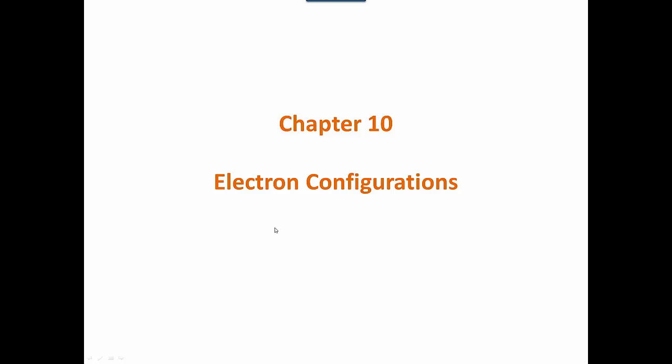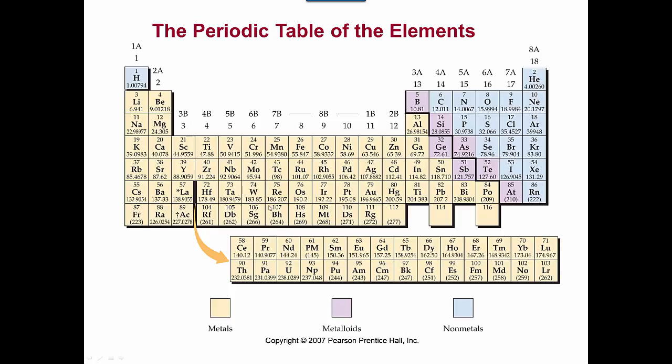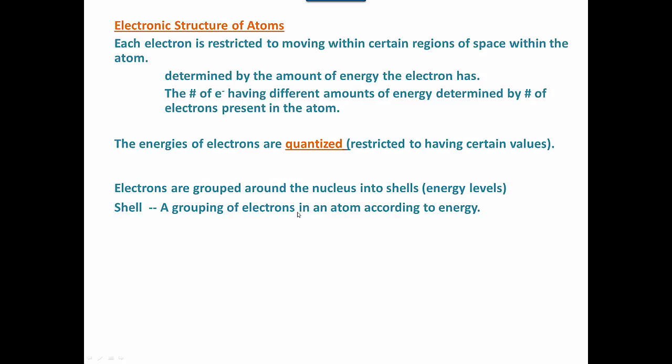This is Dr. O'Connor. Today we're going to look over Chapter 10 and we're going to talk about electron configurations. Here we have the periodic table and we'll go back to that in a few minutes. So let's first talk about how the electrons are distributed about the nucleus of the atom.